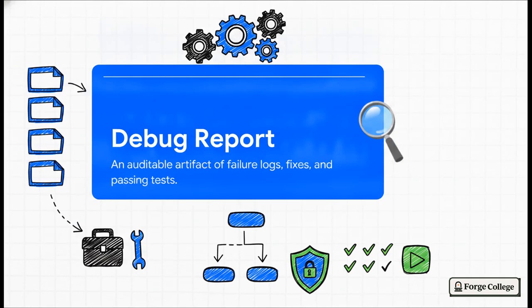And I cannot stress this enough. That debug report is incredibly important. It's a compact, fully auditable artifact that documents the exact failure logs you reproduced, the exact code fixes you applied, and the final passing validation tests. Why go through all this trouble? Because it provides absolutely phenomenal value for security reviews, and it perfectly prepares your code for continuous CI pipeline monitoring, which, spoiler alert, is exactly what we'll be covering in a future lesson.